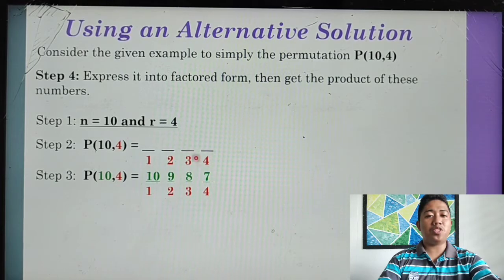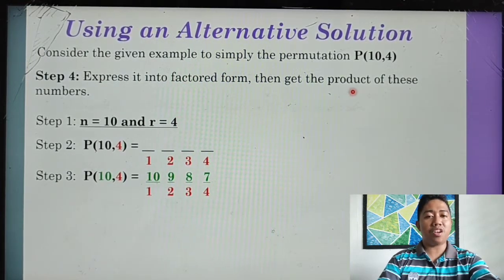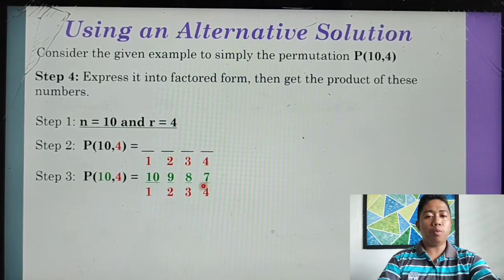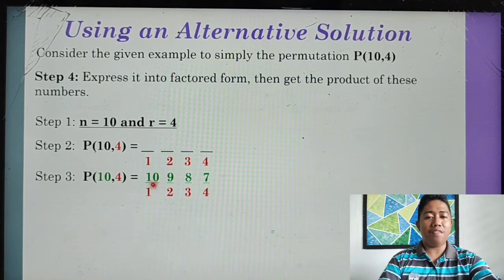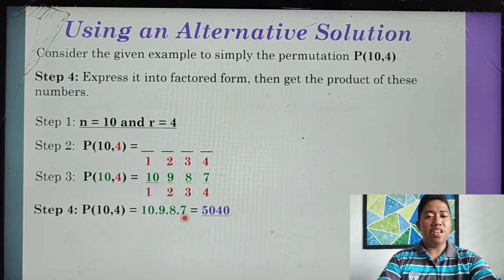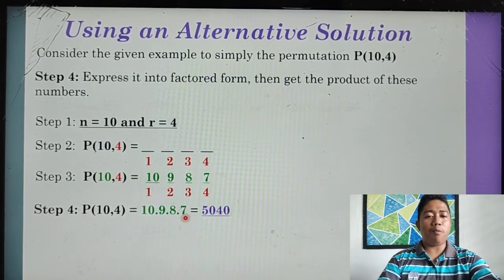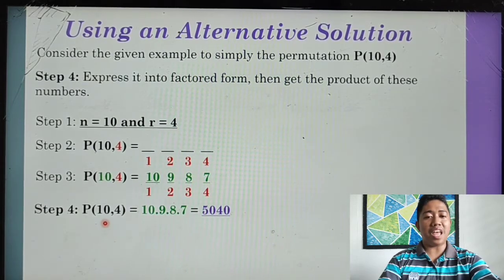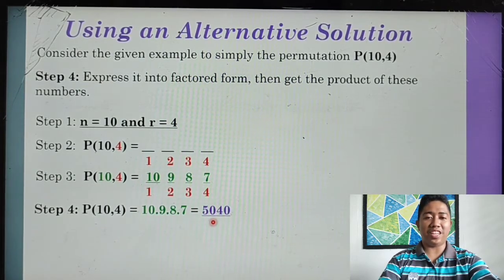The last step is to express it in factor form, so we get the product of these numbers. So we have the permutation of 10 taken 4 at a time, which becomes 10, 9, 8, 7. That is 10 times 9 times 8 times 7, and the product is 5,040. So the permutation of 10 taken 4 is equal to 5,040.